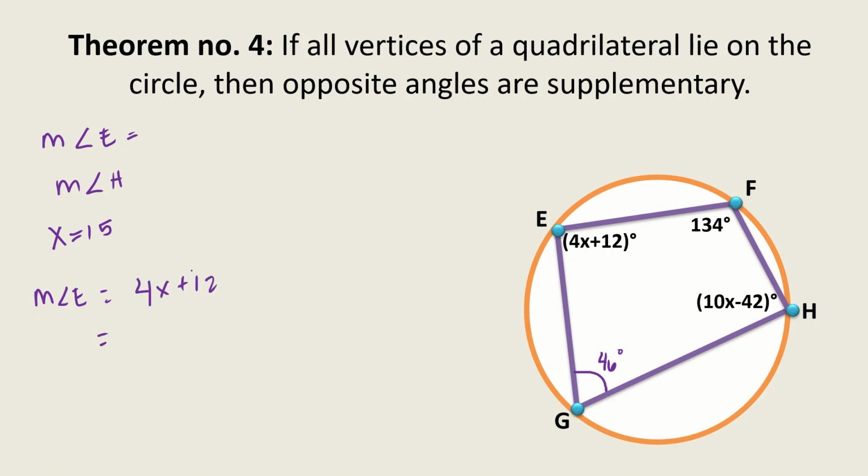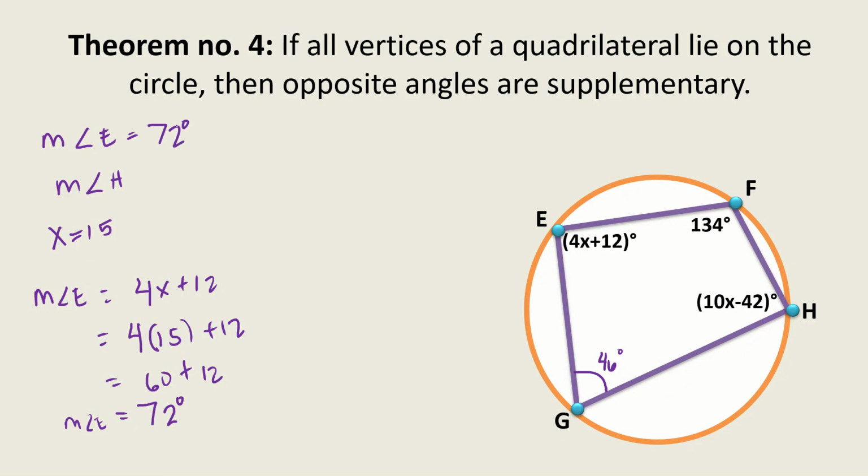So we have, substitute lang yung 15. So we have 4 times the value of x is 15 plus 12. 4 times 15 is 60 plus 12. So that is equal to 60 plus 12, 72 degrees. So we now have angle E is 72 degrees.